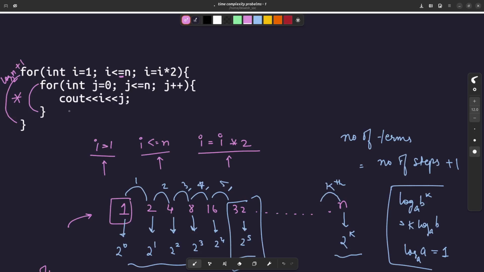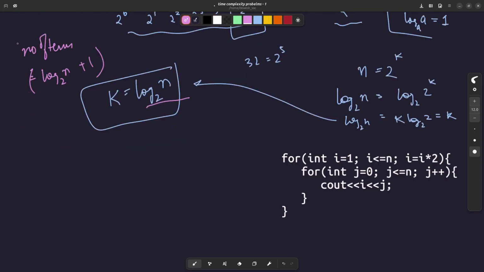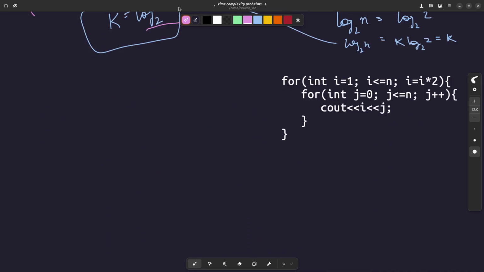How many times is the inner loop running? So inner loop goes from j is equal to 0 to j less than or equal to n, j plus plus. So basically going from 0 to n, each step increasing by 1. So this is a very simple series. Start from 0 going up to n. So how many terms are there? There are a total of n plus 1 terms. That's it. So the inner loop is running n plus 1 times. So now I have how many times the outer loop runs. I have how many times the inner loop runs. Just multiply the two.